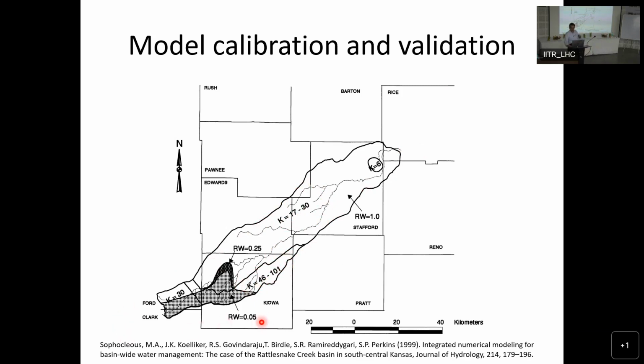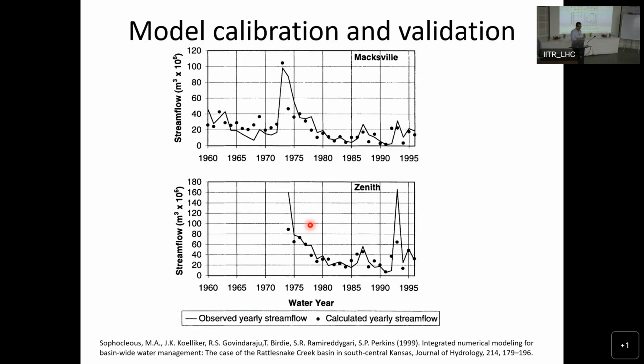Similarly, our estimate of recharge. The recharge also is estimated during calibration, but not for each cell individually. Again, based on the zonation, we'll have one recharge value for a fairly large region. And then, after we have done all this estimation, we do the calibration and validation part.